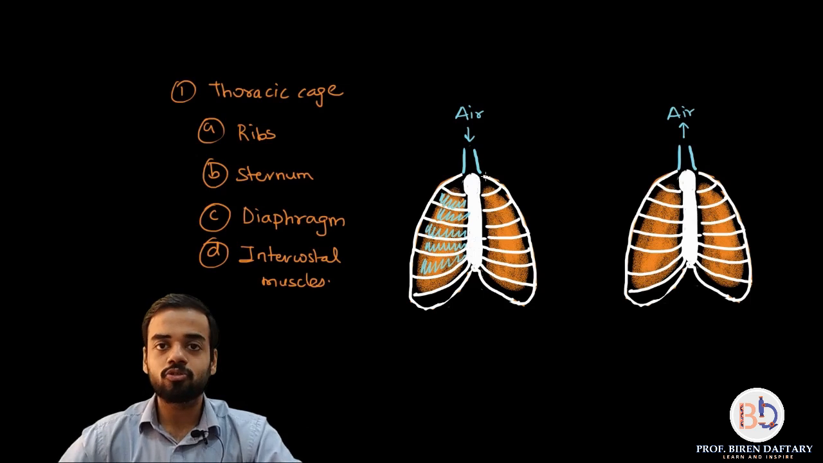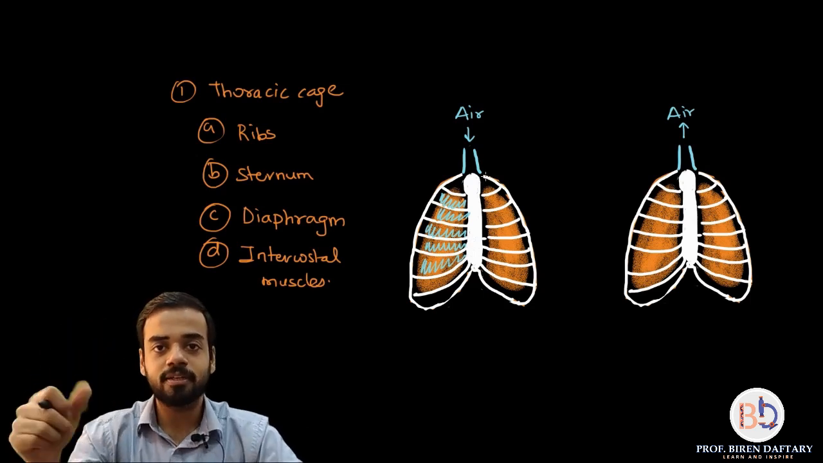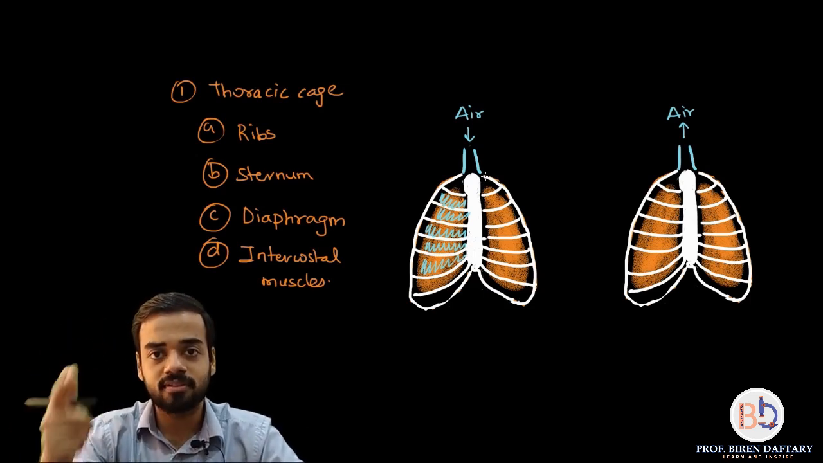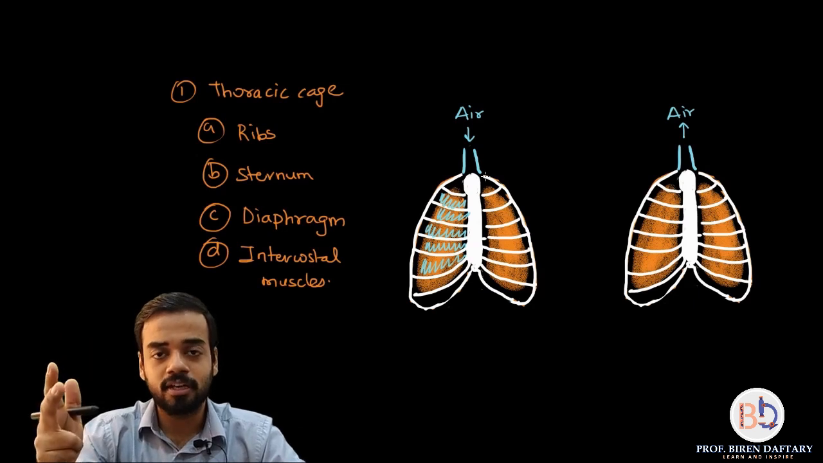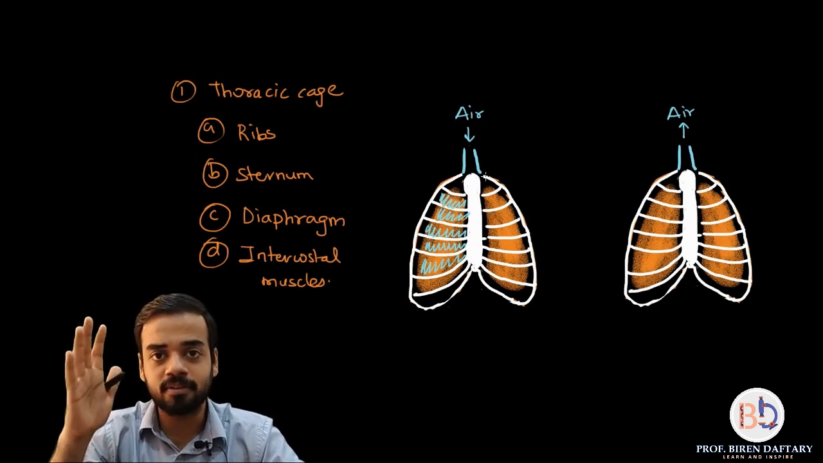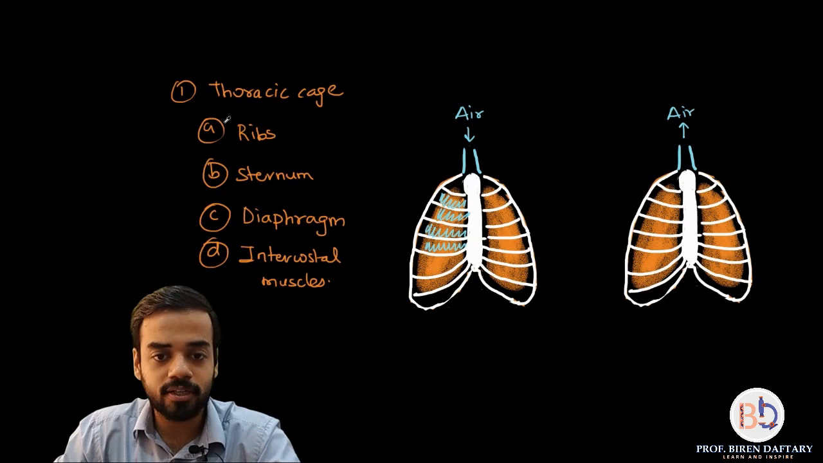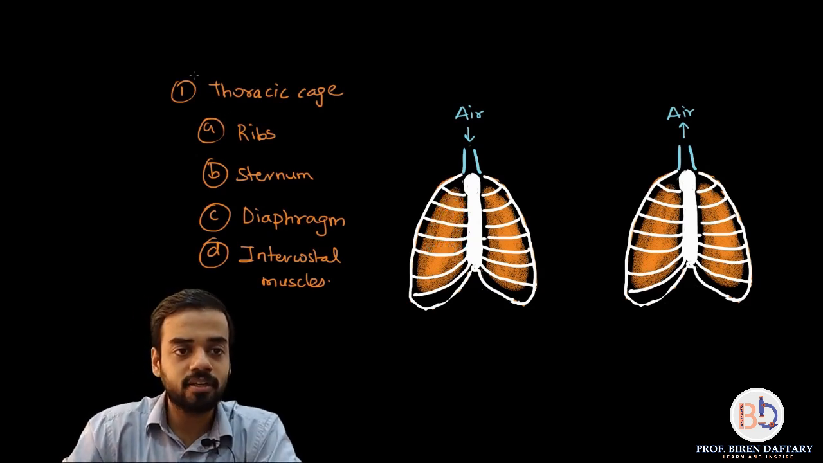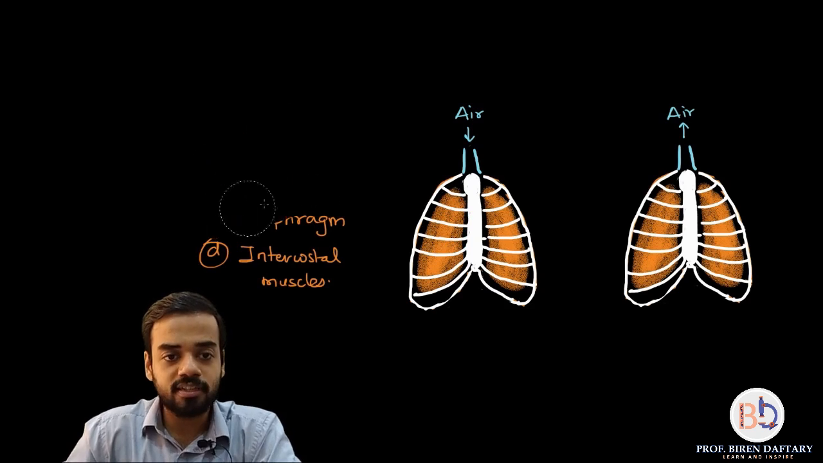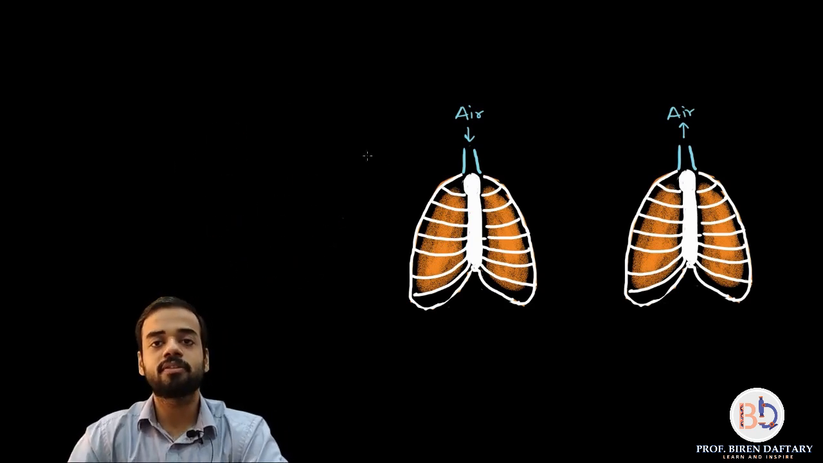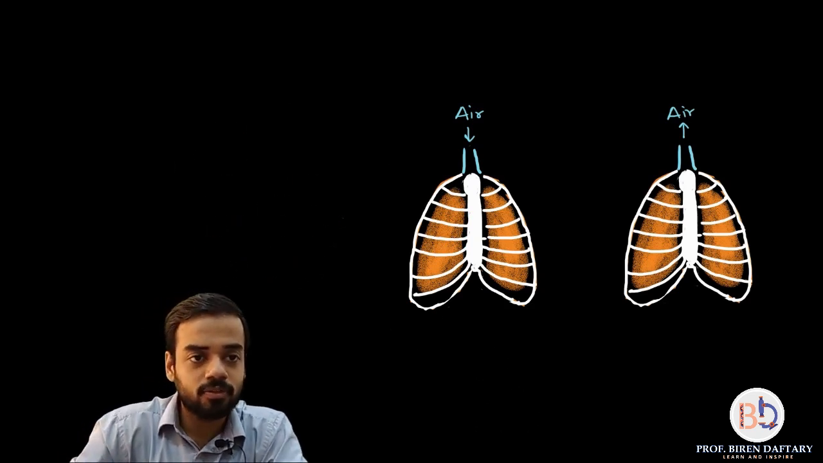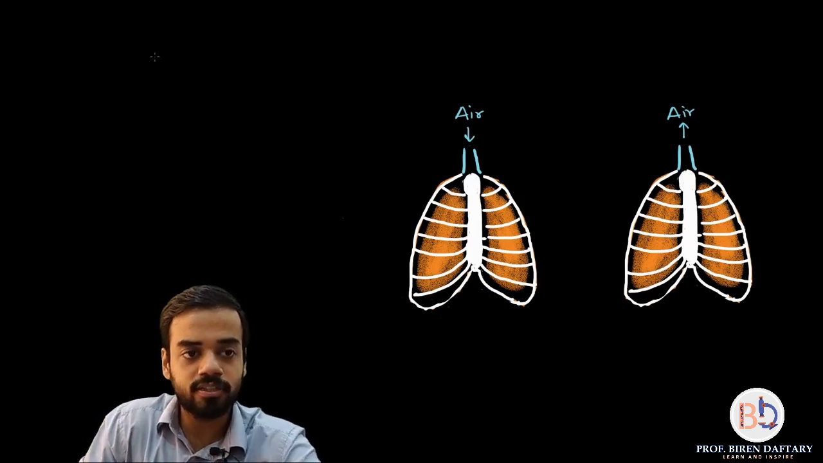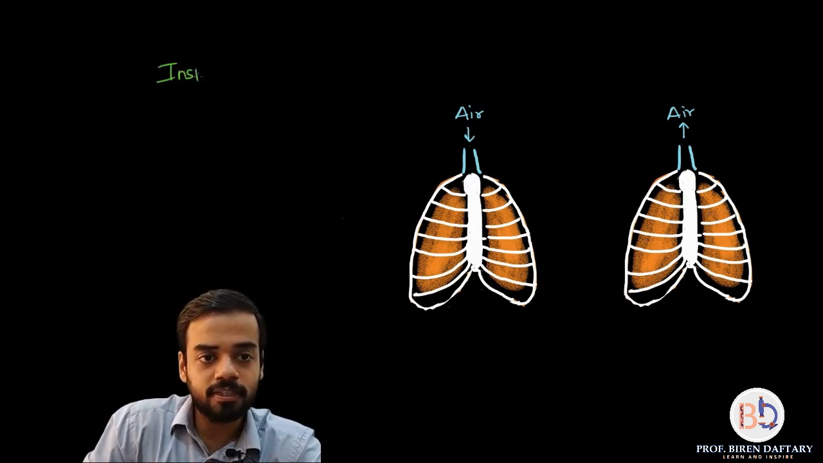Okay, so four things which help in breathing: ribs, sternum, diaphragm, and intercostal muscles. Is this clear? Okay, so should we start with the mechanism of breathing? Okay, so the first thing which we are going to study is something which is called as inspiration. Okay, so I'm going to write it down over here, inspiration.